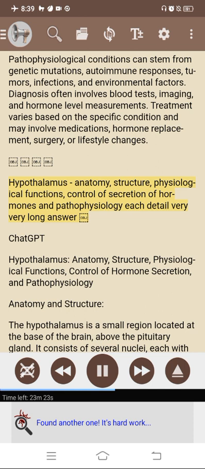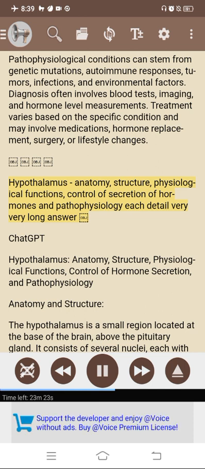Hypothalamus. Anatomy, structure, physiological functions, control of secretion of hormones, and pathophysiology. Each detail. Very, very long answer. ChatGPT. Hypothalamus. Anatomy, structure, physiological functions, control of hormone secretion, and pathophysiology.